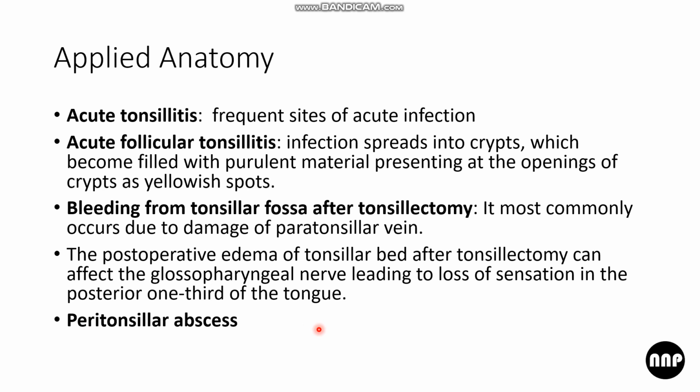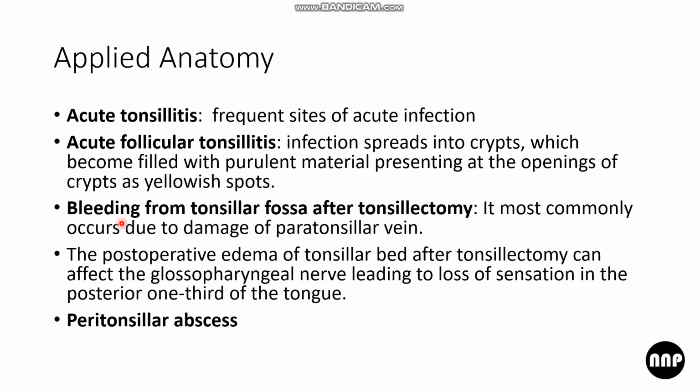Always write applied anatomy in any question. I'm repeating this because it's very important. First one is acute tonsillitis. Actually, in school-going students, it's very common. The tonsil becomes a frequent site of acute infection. Then if the infection spreads into the crypts, the crypts start filling with purulent material, which presents as yellowish spots, causing acute follicular tonsillitis.